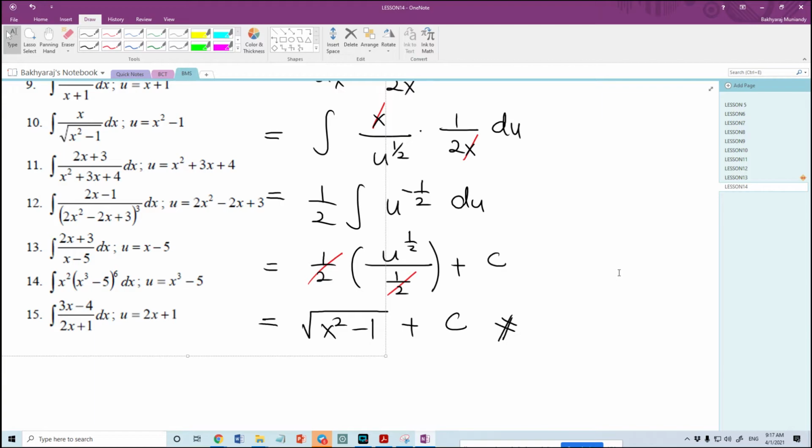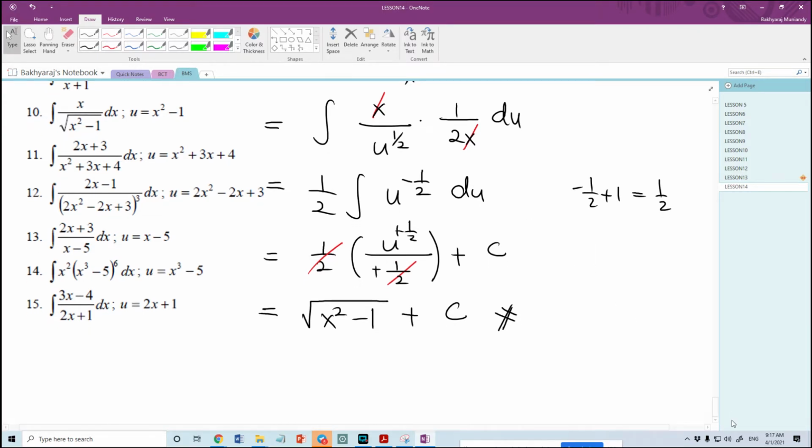Yeah, negative 1 over 2 plus 1 become 1 over 2 dah, positive dah. Dia jadi negative become positive. Negative 1 over 2 plus 1 you get 1 over 2. So ini dapat positif dah. Okay, so proceed for number 11. Okay, so next I proceed for number 11.